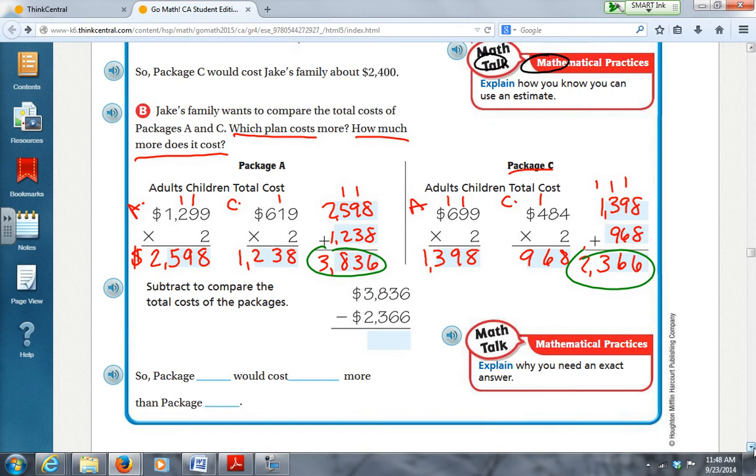Okay? And then it asks me how much more does it cost, which gives me what kind of problem? Subtraction. How much more tells me subtraction. All right, so they already wrote it here for us. Yay. Okay. 6 minus 6 is 0. 3 minus 6 is? Okay, so I need to regroup. I need to borrow from my neighbor. 13 minus 6 is 7. 7 minus 3 is 4. And 3 minus 2 is 1. Okay, so package A would cost 1,470 more than package C. Good.